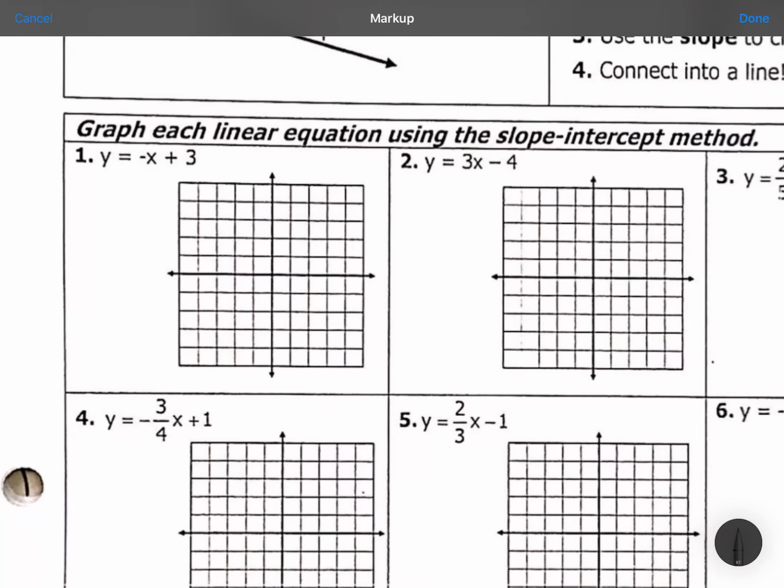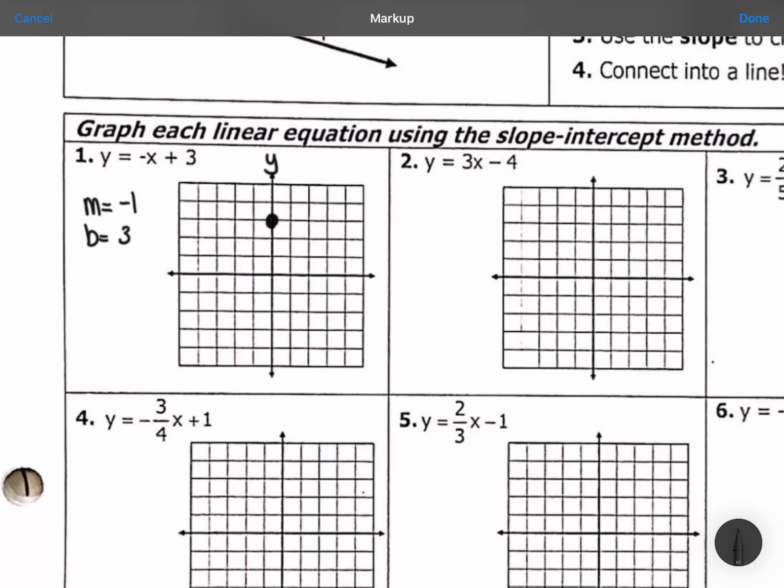Number 1 says y equals negative x plus 3. And of course, you want to make sure it's in y equals mx plus b, which it is. And so you have to correctly identify your slope and your y-intercept. So my slope is the number that sits in front of the x term. So in number 1, the slope is negative 1. The b is the constant. So in this equation, it's 3. So in order to graph, you have to first plot your b, which is the y-intercept, onto the y-axis. So on the y-axis, we're going to put a dot at 3 because that is the y-intercept.